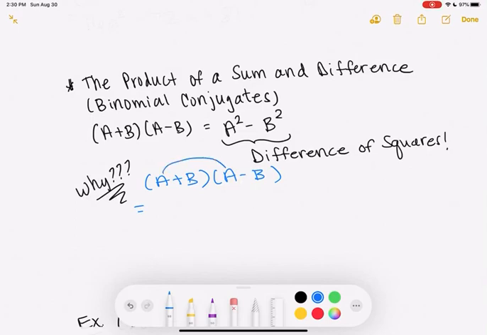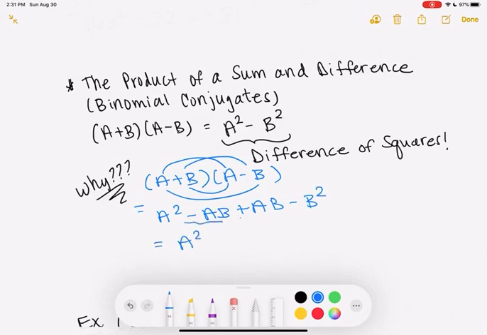So first, a squared, outer, a minus ab, inner, a plus ab, last, positive and a negative is a negative b squared. Equals, we have a squared minus ab plus ab, so those canceled each other out, minus b squared. This one's kind of cool because you just take whatever that first thing is in both of them, square it, and then do minus whatever that second thing is in both of them and square it.